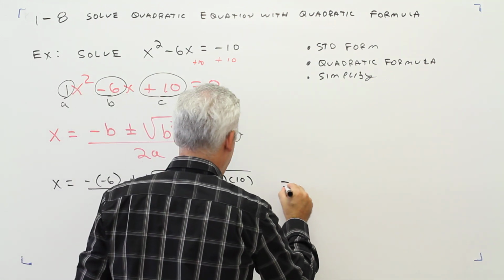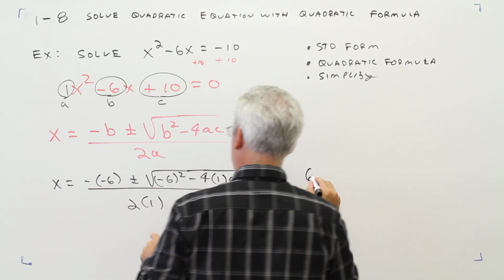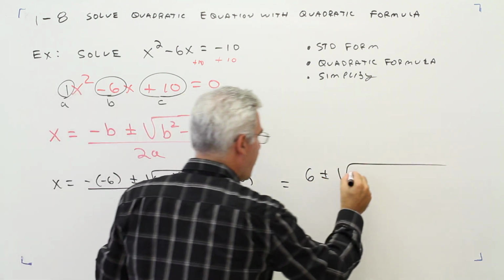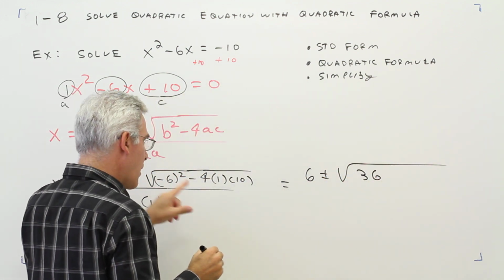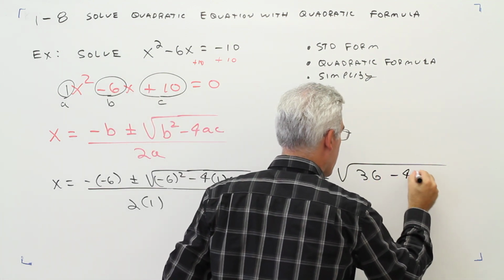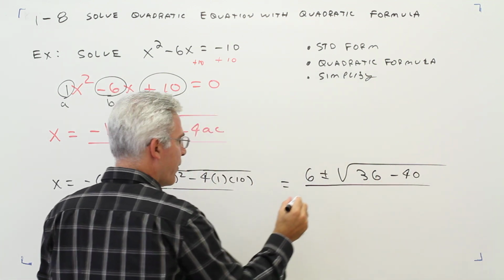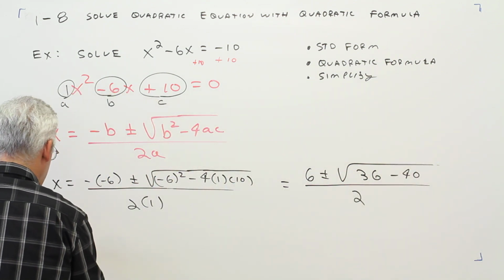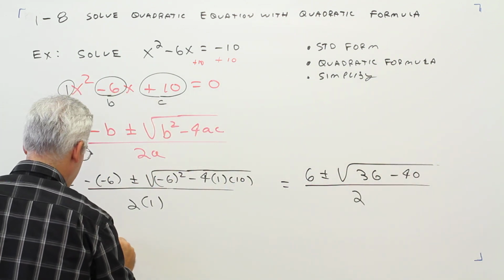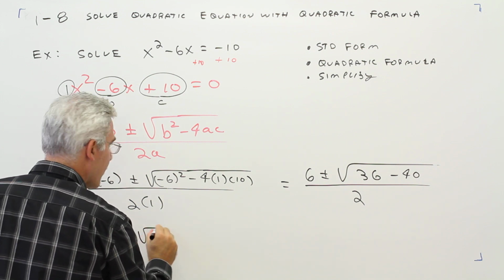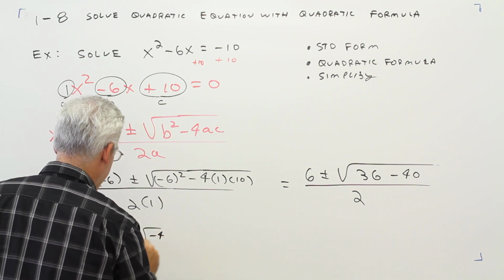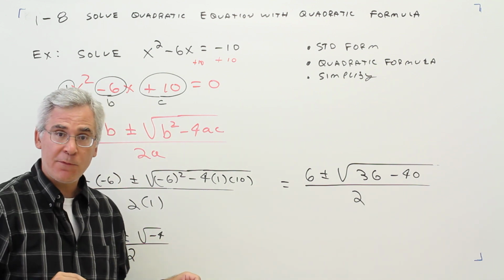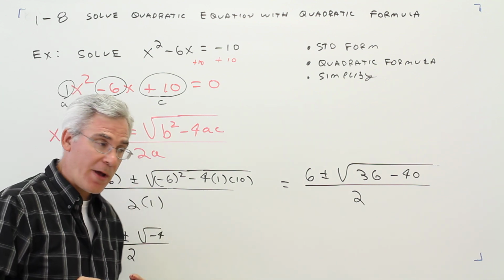All right, so that's going to equal 6 plus or minus the square root of 36 minus 40 all over 2. I'll simplify that. X equals 6 plus or minus the square root of negative 4 all over 2. For the square root of negative 4, I'm going to poke out my i.